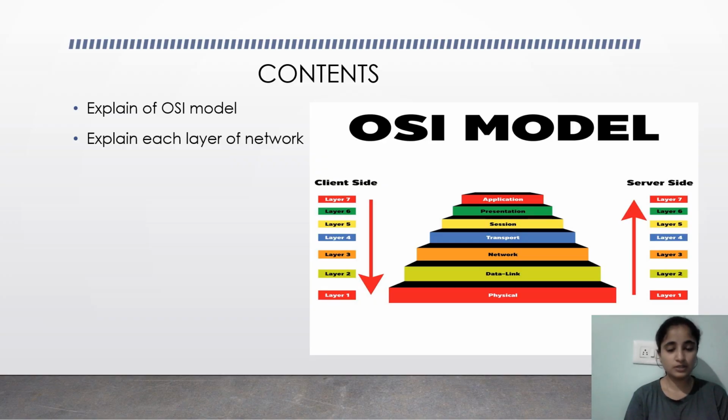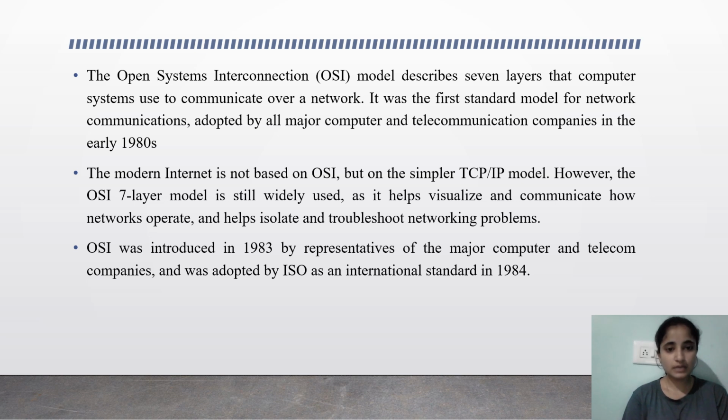Today I am here to explain you all about the OSI model and its layers. It includes physical layer, data link layer, network layer, transport layer, session layer, presentation layer, and finally application layer. The open system interconnection model describes 7 layers that computer systems use to communicate over a network.